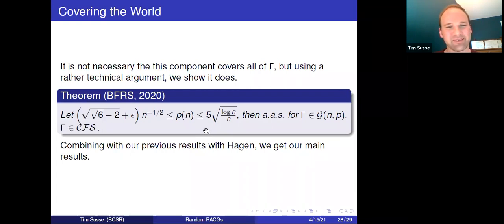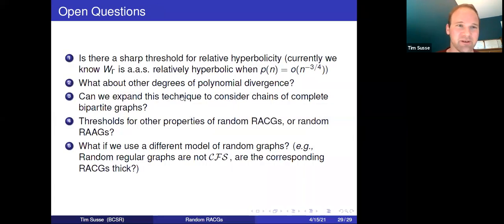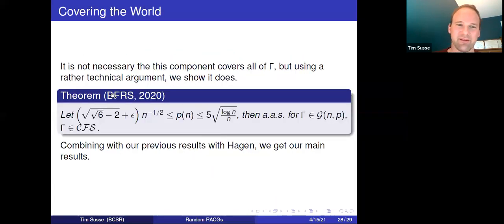And when we combine this with our previous results with Mark Kagan, we get our main result: that square root of 6 minus 2 times n to the minus 1/2 is a sharp threshold for the CFS property. And so it's a sharp threshold for quadratic divergence in right-angled Coxeter groups.